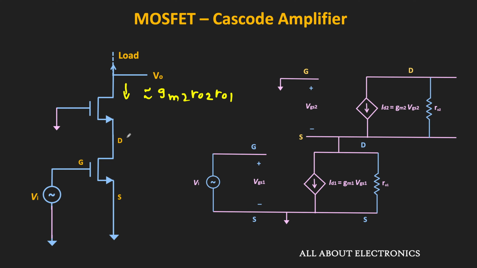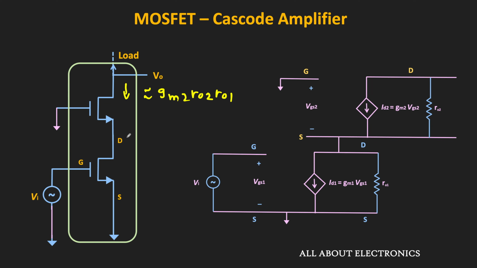Similarly, let us find the voltage gain. So in this case, by finding the transconductance of this overall cascode stage, we can easily find the voltage gain. So here, first of all, we will find the transconductance of this overall cascode stage, and then after, by multiplying it with the output resistance of this cascode stage, we will find the voltage gain. So first of all, let us understand this concept.